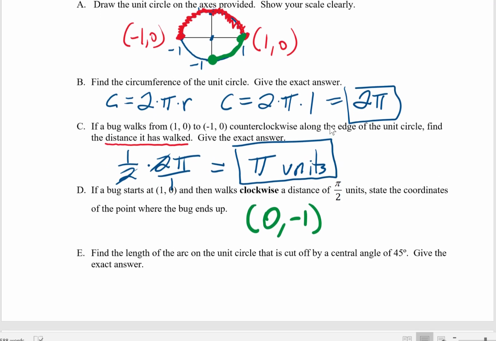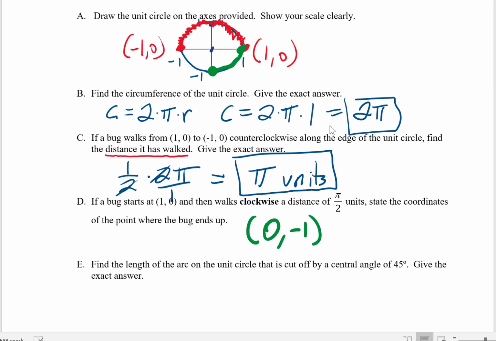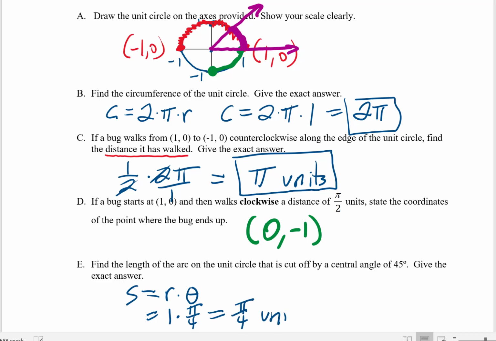And then question E, so now we've got a central angle of 45 degrees, and we're being asked what is the length of the arc, so this part of the unit circle that's cut off by that angle. Well, we do have a formula for arc length. It's arc length equals radius times central angle, as long as the central angle is given in radians. In our case, that would be a radius of 1, and 45 degrees in radians is pi over 4, and so this comes out to be pi over 4 units.